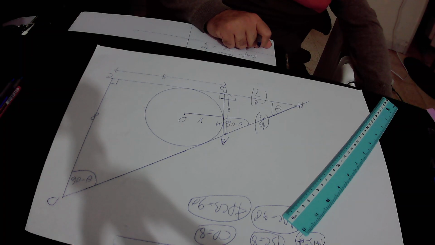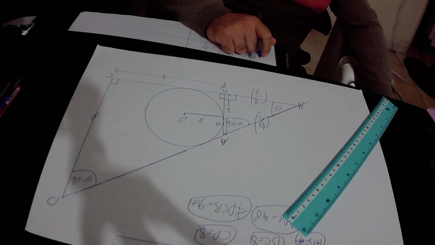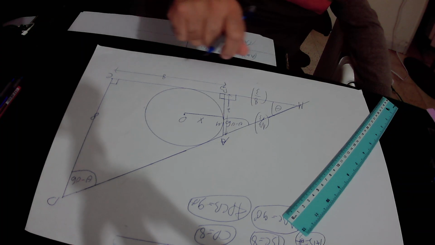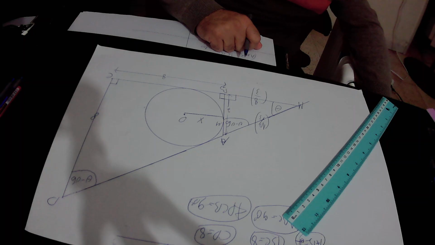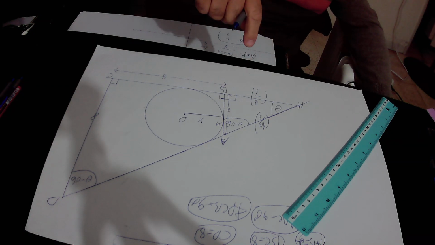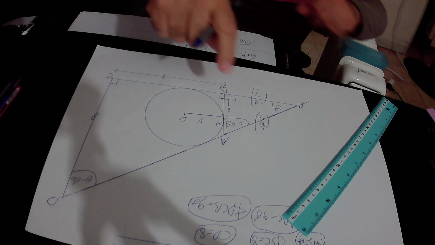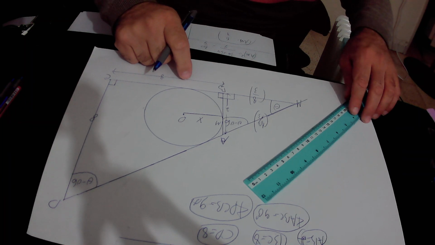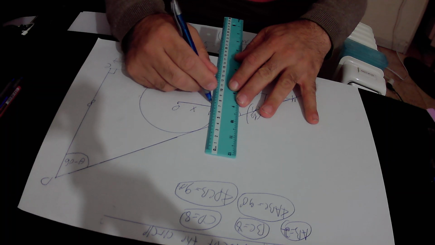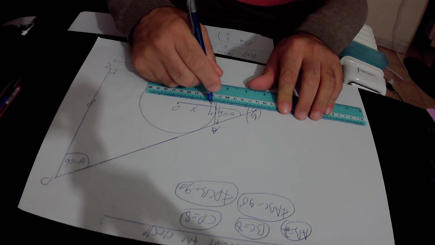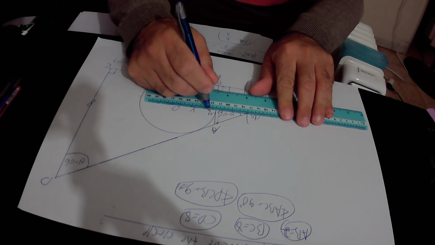Point M is also the point of tangency of tangent AB with the circle. So the radius OM is drawn to point M, that is the point of tangency. Therefore, according to rule number 1, tangent AB will be perpendicular to the radius MO. If AB is perpendicular to MO, it means that this angle equals 90 degrees in its size. This angle is also equal to 90 degrees.